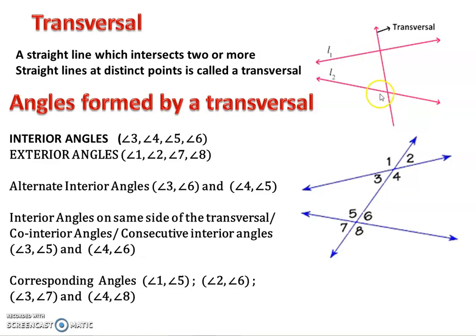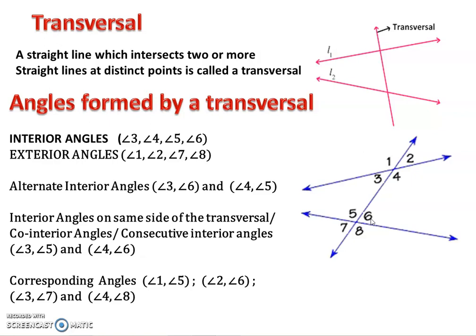Now, this transversal forms certain angles with respect to both the lines. Now, let's see what are the angles that are formed by the transversal. Interior angles. Now, angle 3, 4, 5 and 6, these are the interior angles that are formed by the transversal. Angle 1, 2, 7 and 8, these are the exterior angles that are formed. Now, out of these interior angles, 3 and 5, they are consecutive interior angles or co-interior angles or angles on the same side of the transversal, while angle 3 and angle 6, these are alternate interior angles.